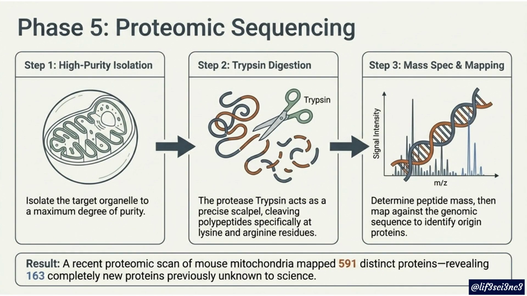Phase 5 is proteomic sequencing. After high-purity isolation, the organelle's polypeptides are cleaved by trypsin. Mass spectrometry then determines peptide mass, mapping it against the genome to identify origin proteins. This can reveal hundreds of distinct proteins.